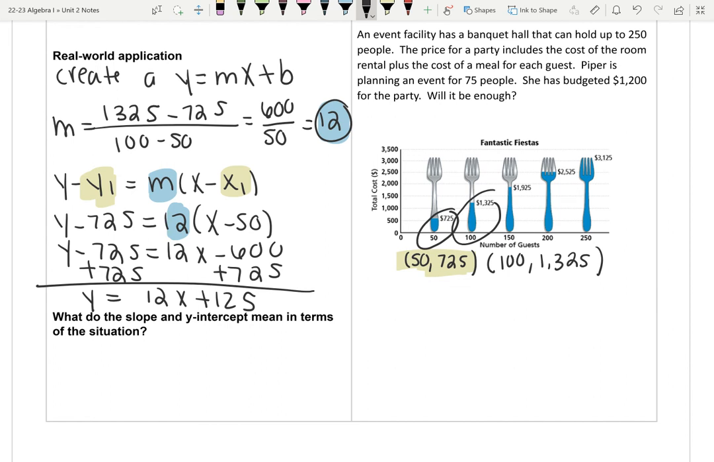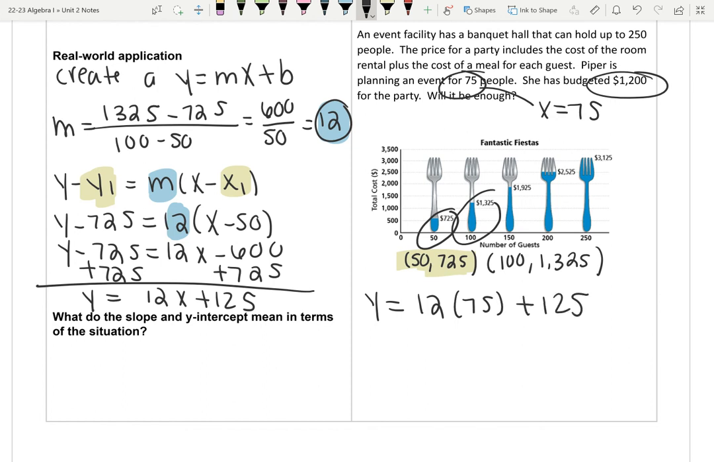So let's first answer our question over here. If she budgeted $1,200 for 75 people, would that be enough? So what we're going to do is plug in 75 for x. So y equals 12 times 75 plus 125. All I did here was take this and put it right here. Okay, so this would be 900 plus 125, which is 1,025. So she did budget enough.